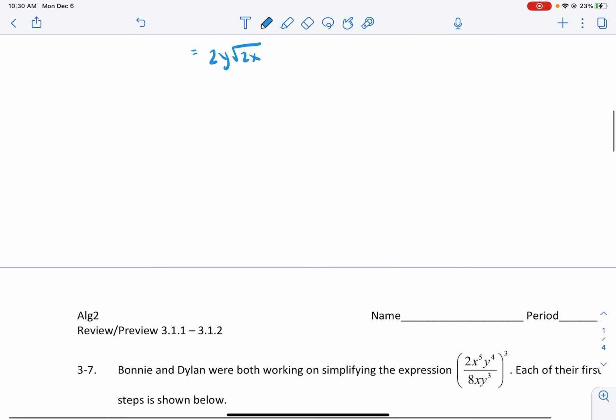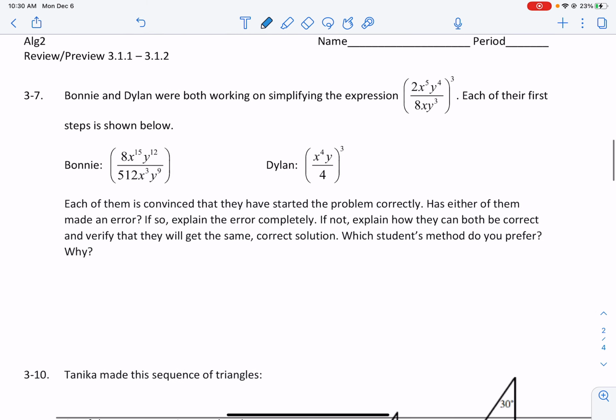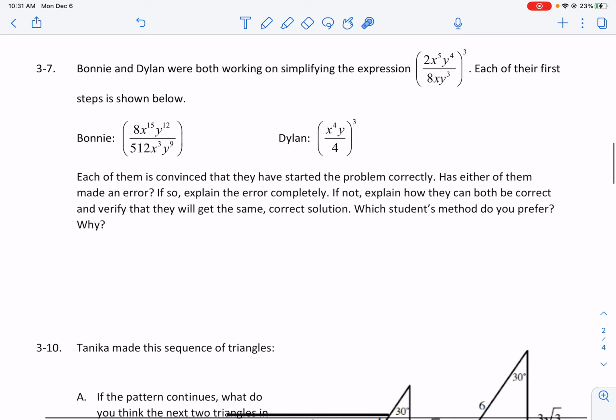Okay, 3-7 says Bonnie and Dylan were both working on simplifying the expression (2 times x to the 5th power times y to the 4th power divided by 8 times x times y cubed) all to the 3rd power. Each of their steps are shown below. So let's look here at Bonnie and Dylan. Each of them are convinced that they have simplified correctly. So let's take a look and see if one is correct, both are correct, none. Let's go for it, okay?